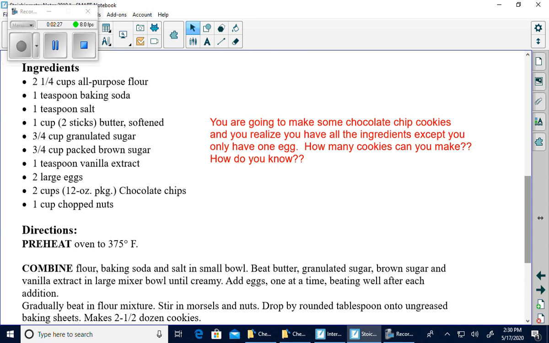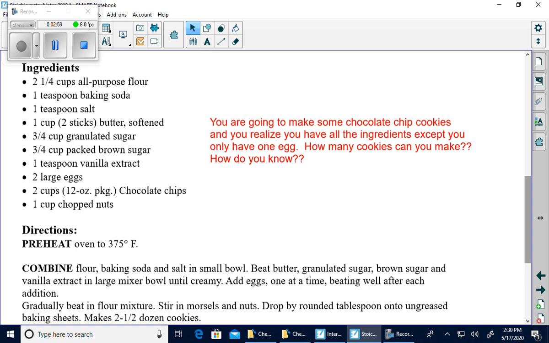Okay, so you're going to bake some chocolate chip cookies and you realize you have all of the ingredients except you only have 1 egg. What are you going to do? You're just going to not make the cookies? You can't go to the store and buy more eggs. Can't do it. What are you going to do? And if you have chickens in your backyard, no, you can't go out and get another egg. Okay. You're just going to not make cookies? No, you really want these cookies.